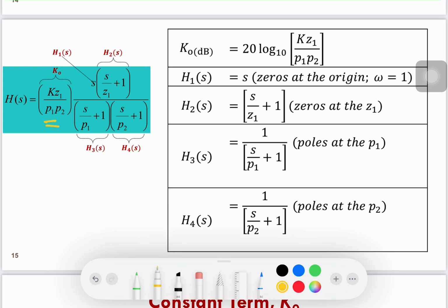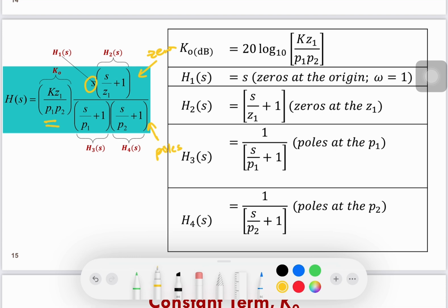If you have the K naught, in order to draw it you have to convert into dB, 20 log 10. Now what about this one? If it is a single S, it means it is a zero at the origin. Why zeros? Because the upper one is the zeros, and the lower one is the poles. So if you have only one S for your first transfer function, it means a zero at the origin, meaning that your omega becomes 1.